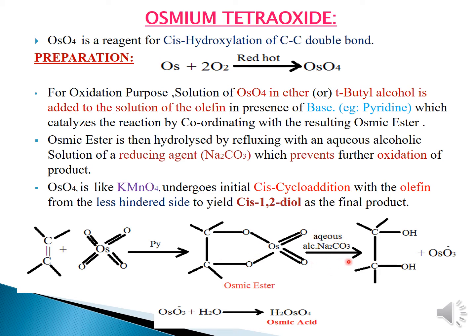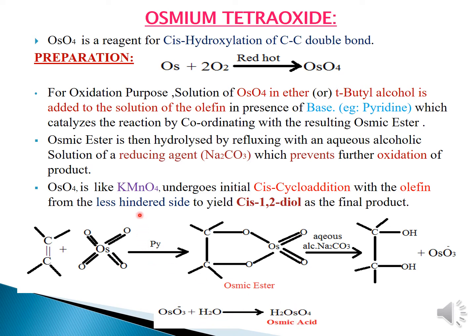Later, it is treated with a reducing agent such as Na2CO3, which will prevent further oxidation products. So when we add the alcoholic sodium carbonate, at that time this bond breaks with the formation of diols. Cis diols are formed with the regeneration of osmium tetroxide. First the osmium tetroxide is released, and when it is treated with an aqueous solution, that is water, it will result in osmic acid.